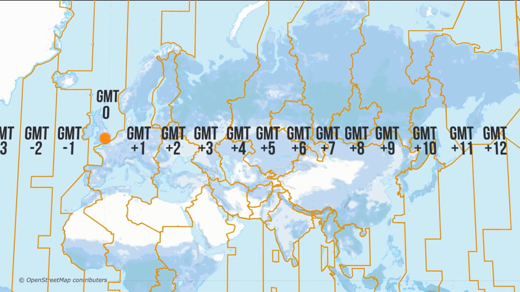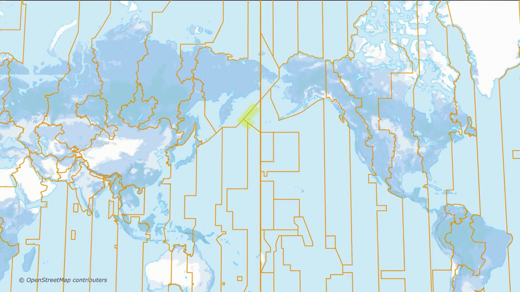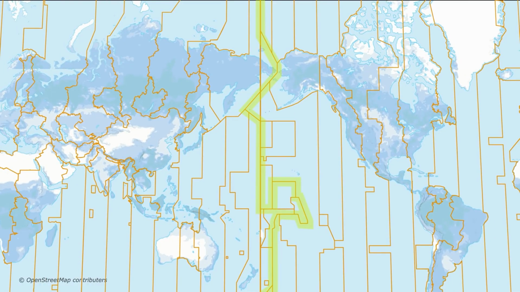So let's say it's noon at Greenwich, and the next time zone would be 1 p.m. and so on. And if you keep going 12 time zones away from Greenwich, you'll get up to the international date line. And this is where GMT +12 or -12 ends up, and where the new day starts.